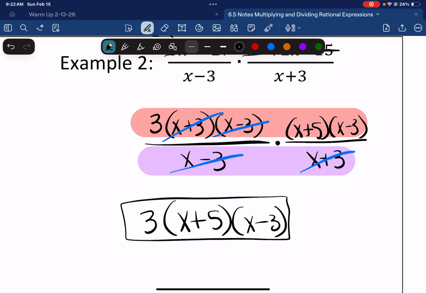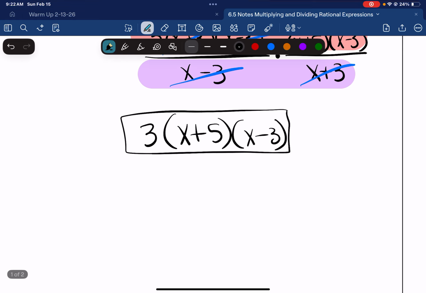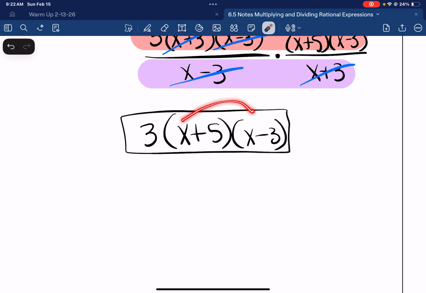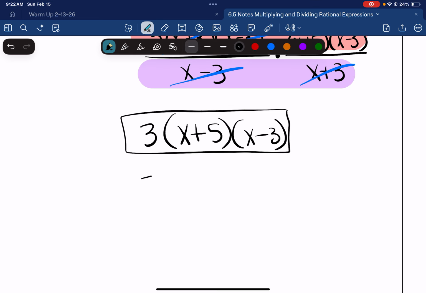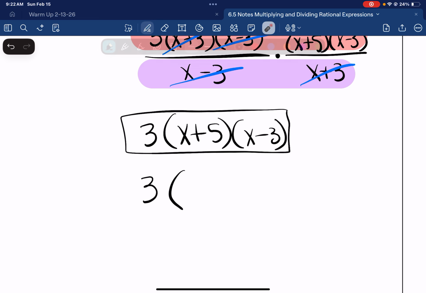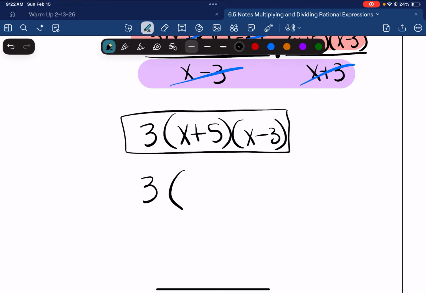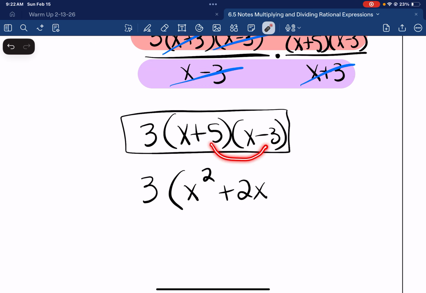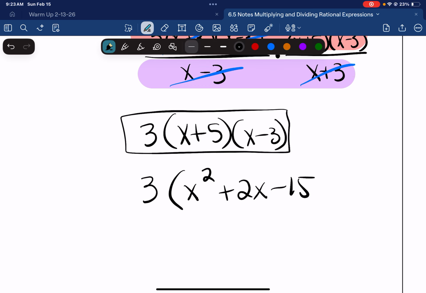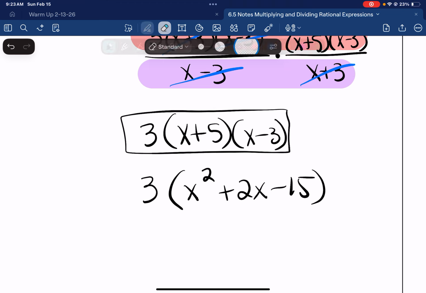But if you want an expanded answer, you can always go ahead and multiply those back out, okay? Just remember you would double distribute, right? Well, let's go ahead and do that just for fun. So we end up with 3 times, we have x squared minus 3x plus 5x. So that's x squared, minus 3x plus 5x gives us that plus 2x, and then minus 15. And if you need to use the box method to multiply that back out, you can. And then, of course, distribute that 3 to all of your terms.